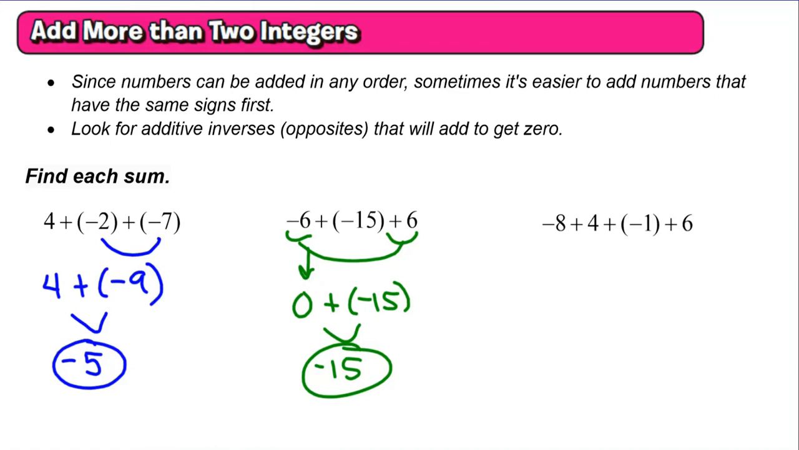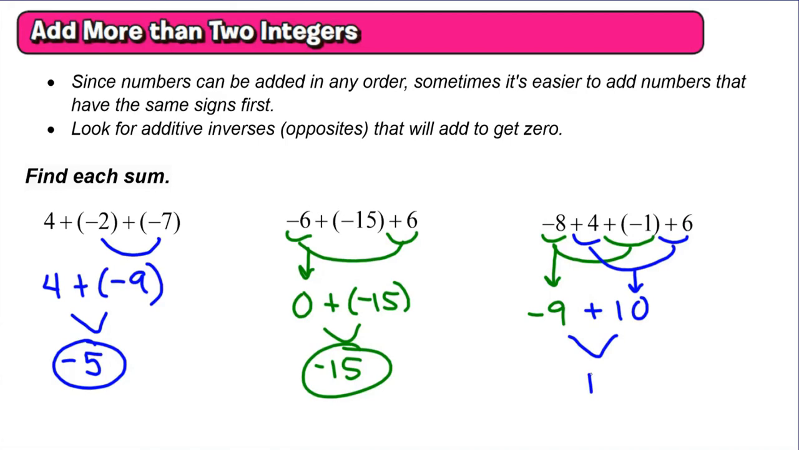And then the last one, -8 plus 4 plus -1 plus 6. Here I've got several types of numbers, positives and negatives. So I'm going to go with that first tip, and I'm going to add my negative numbers together. And -8 plus -1, these combine to give me -9. And then my positive numbers, 4 plus 6 is 10. So I have -9 plus 10, and then these are going to cancel. So 9 negatives are going to cancel out 9 of those positives. I'm going to have 1 positive left. I'm going to end up at +1 here in the end.